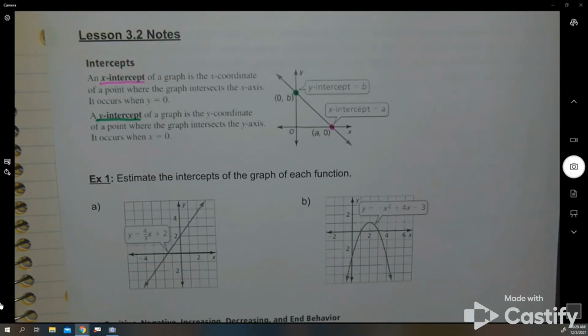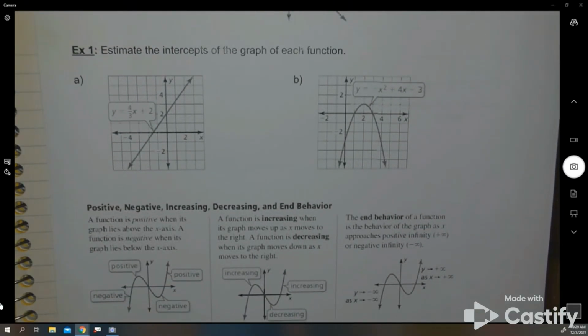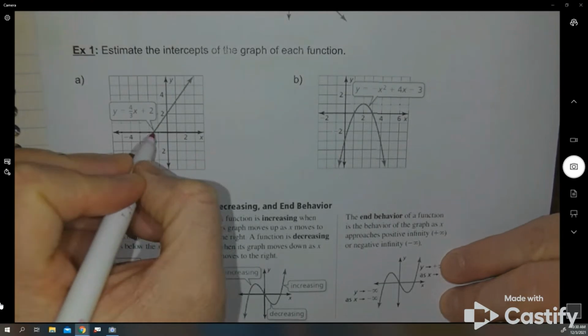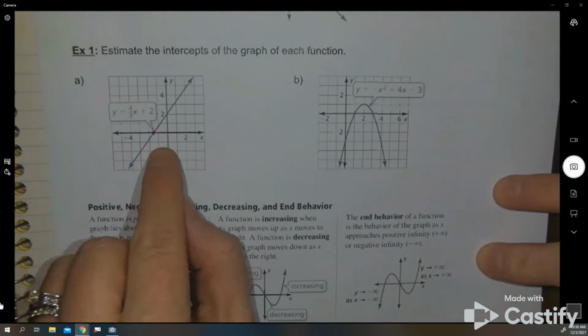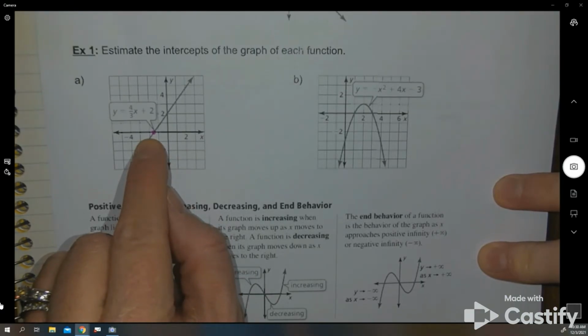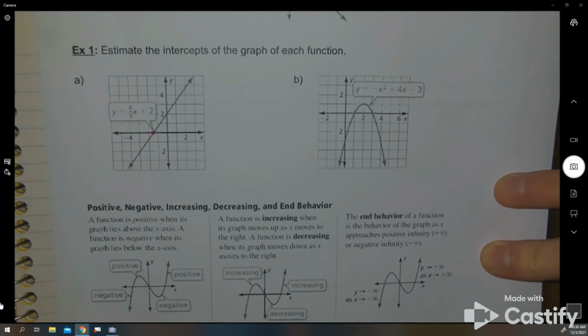Okay. So when we're looking at example 1, we are going to estimate approximately where these lines touch the x-axis and where they touch the y-axis. So if we're looking at letter A, the x-intercept for this one, it touches right about there. So what I'm looking at is, first of all, it looks like it is approximately between -1 and -2. So we're going to call it, because we're estimating, we're going to call it -1.5.